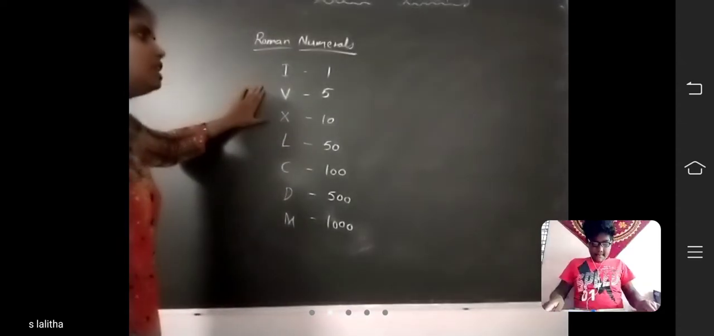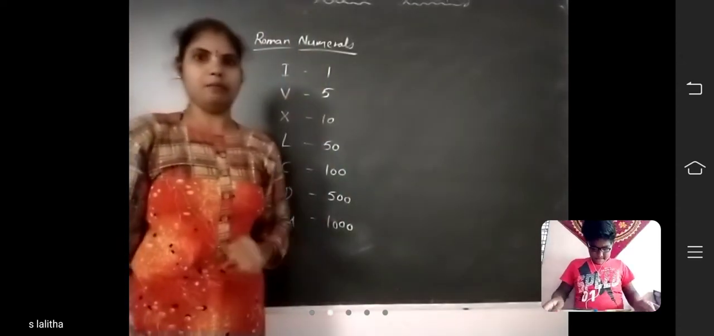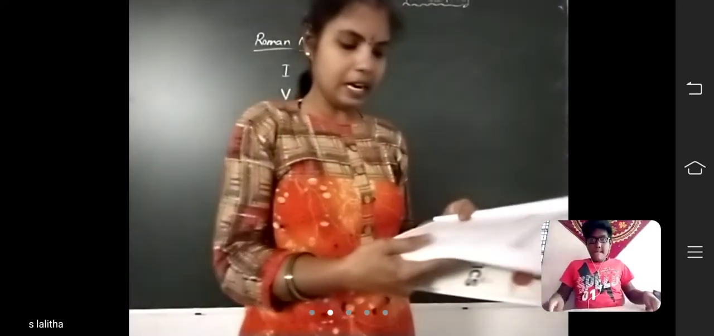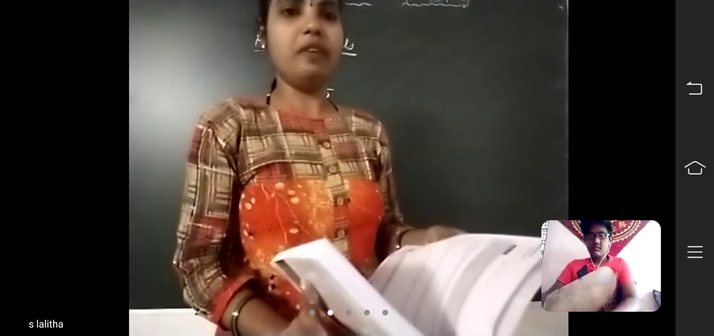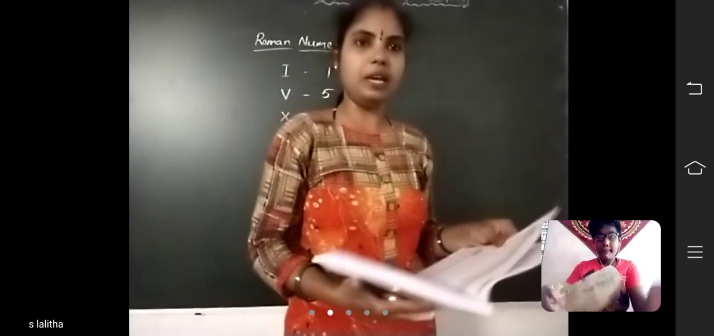Using these symbols, we have to write many numbers. See here, there are rules for writing Roman numerals. First rule: when certain Roman numerals are repeated, the number represented by them is their sum. So when the Roman numerals are repeated, you have to add the numbers.